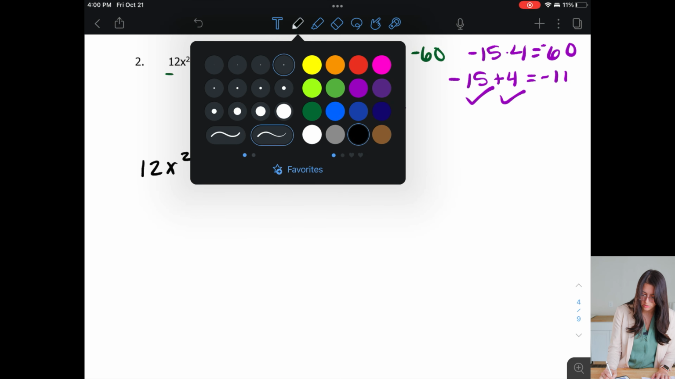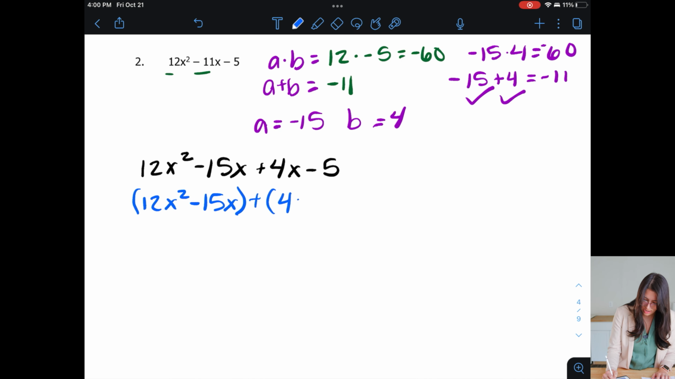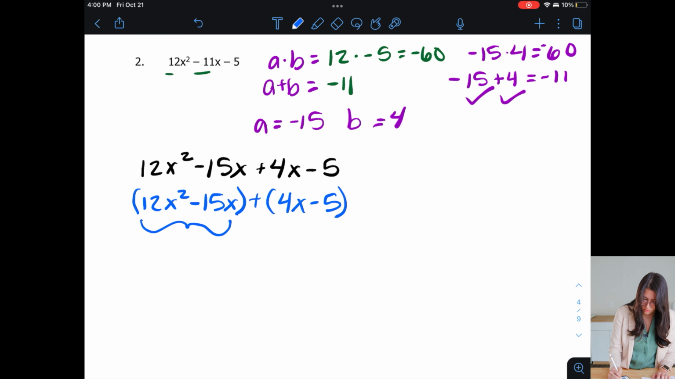Now we are going to factor using grouping. So let's write it like this: the quantity 12x squared minus 15x, plus the quantity 4x minus 5. Now let's find the greatest common factor of each of these. The GCF of the first would be 3x, and the GCF of the second equals 1. So let's pull out that 3x.